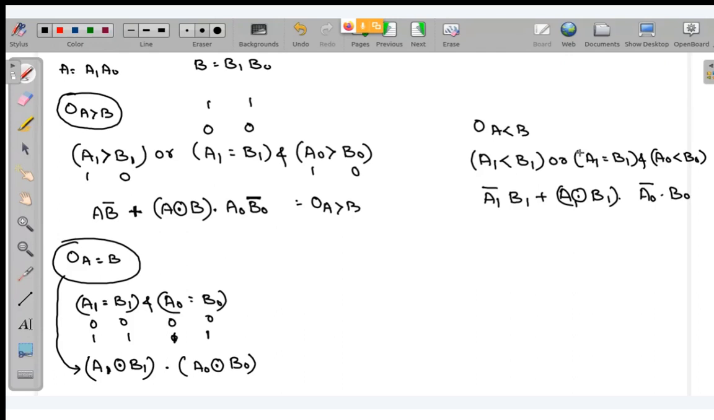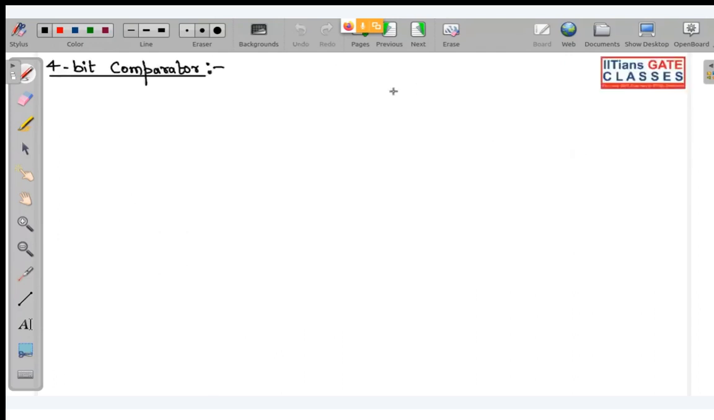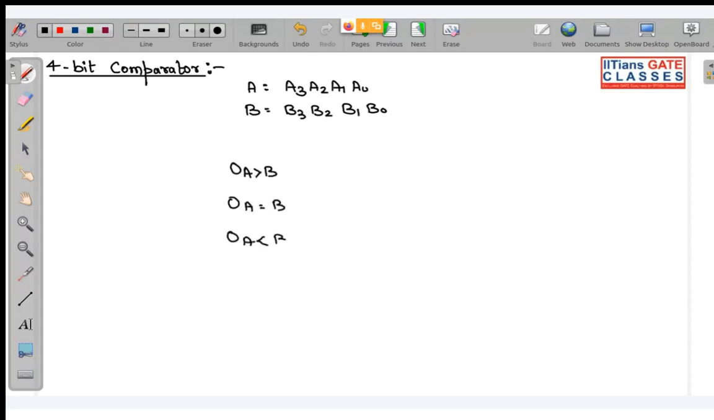Any doubts in this? Okay. So homework will be, you guys need to write for a 4-bit comparator. Here A will be equal to A3, A2, A1, A0, and B will be equal to B3, B2, B1, B0. So you need to write the output for A greater than B, A equal to B, and A less than B. All the three outputs you need to write and come in your next class.